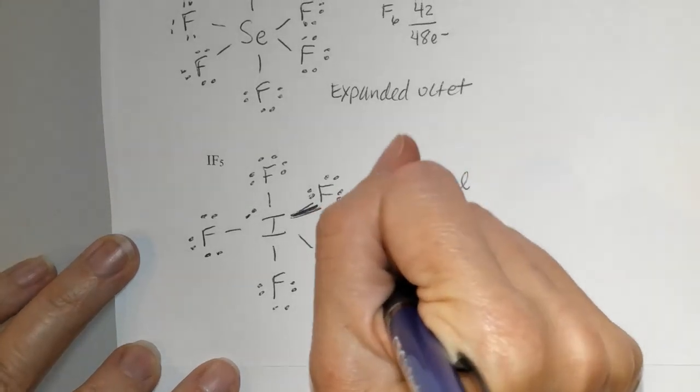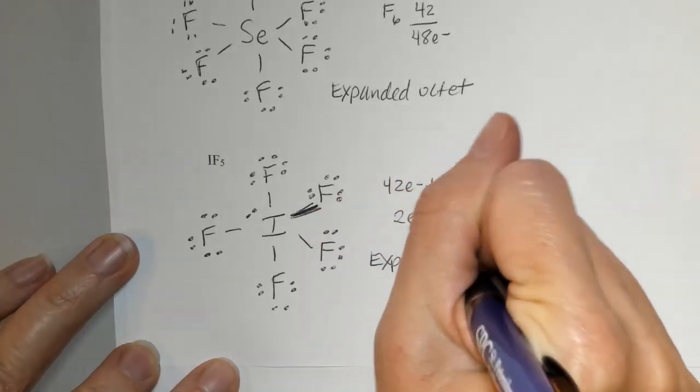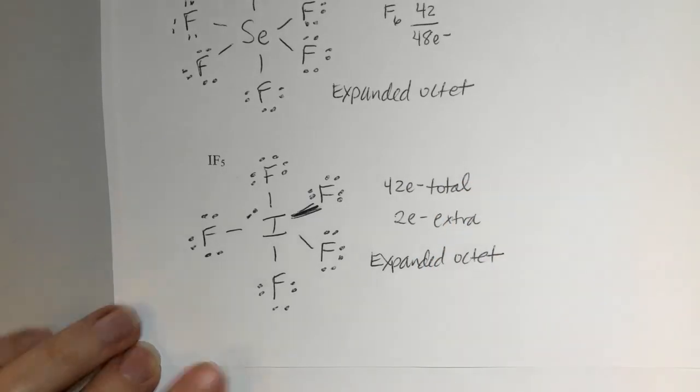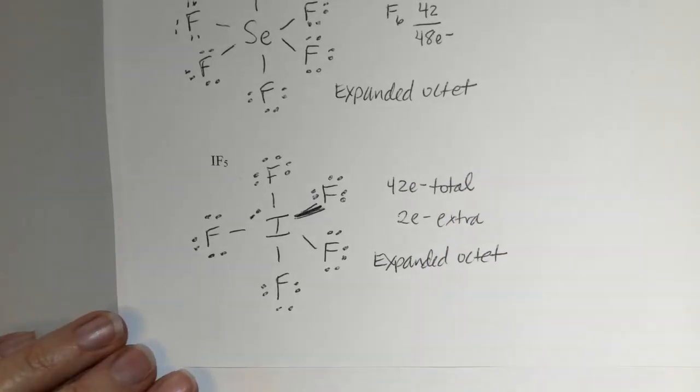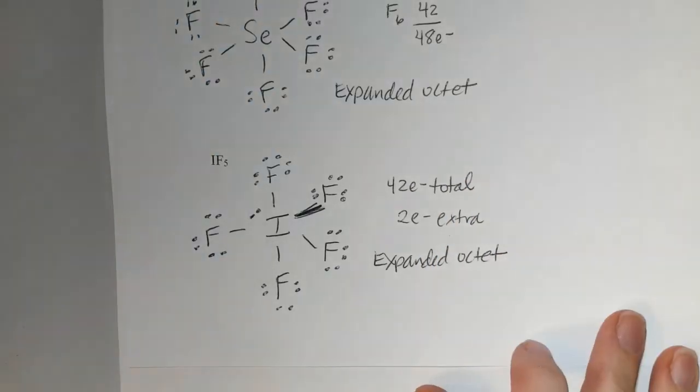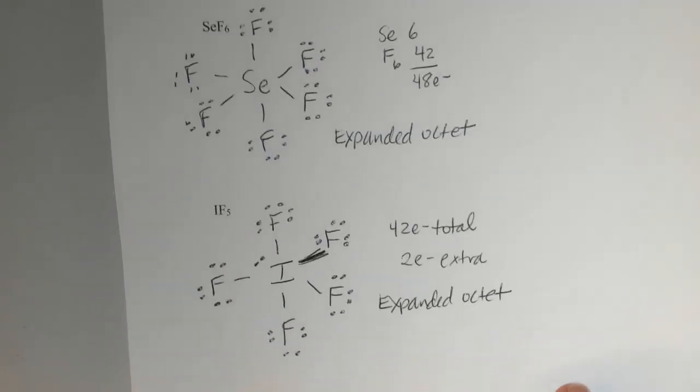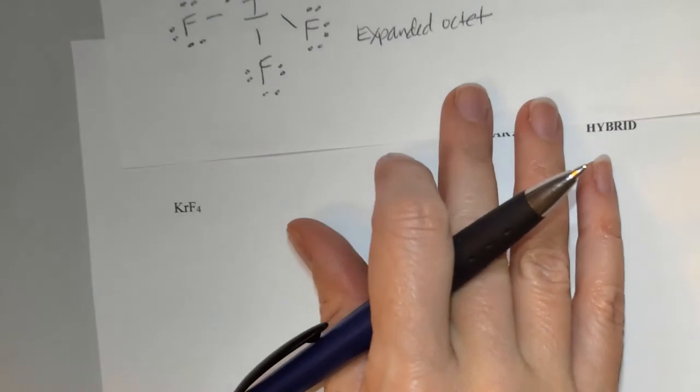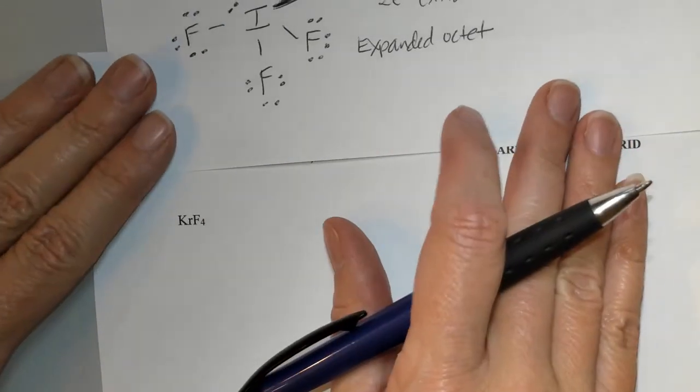And again, what's special here is we've expanded the octet on the iodine. All right, so the reason why we keep seeing so many expanded octets is I organized these by the geometries, which we will see in the next chapter. So we'll kind of see why they're laid out this way.